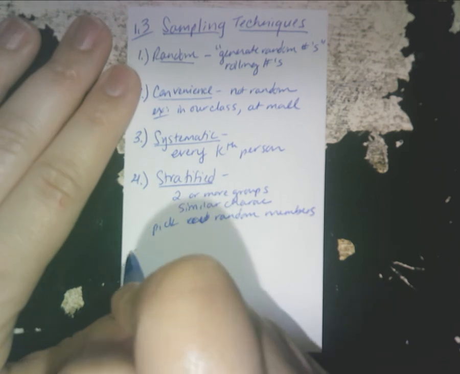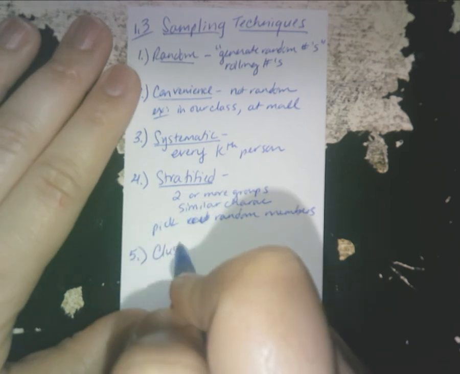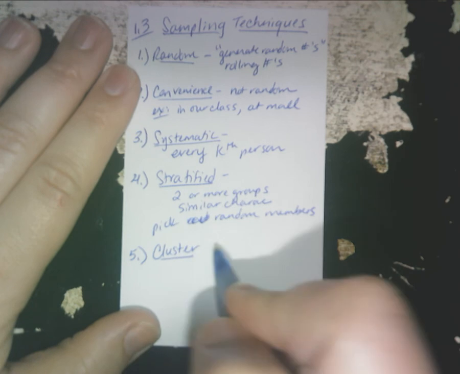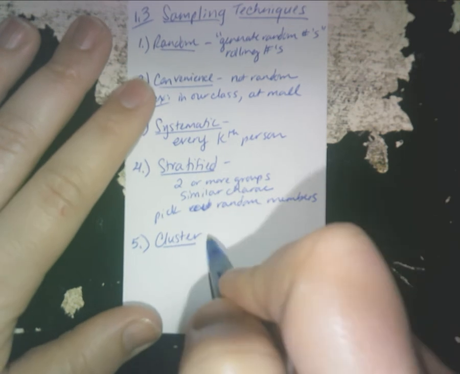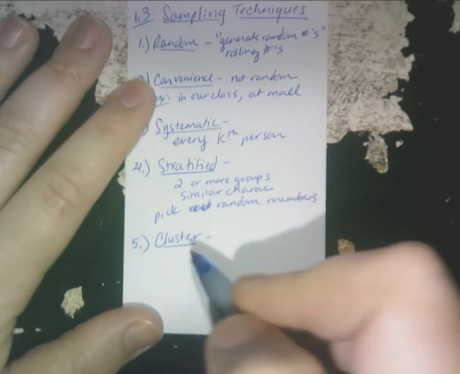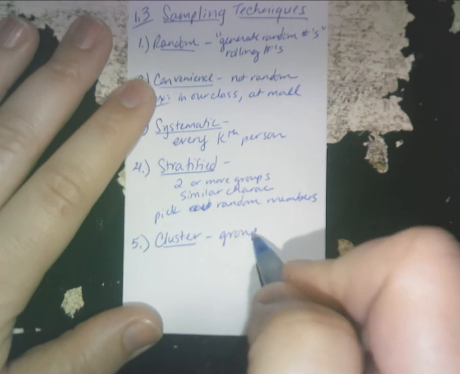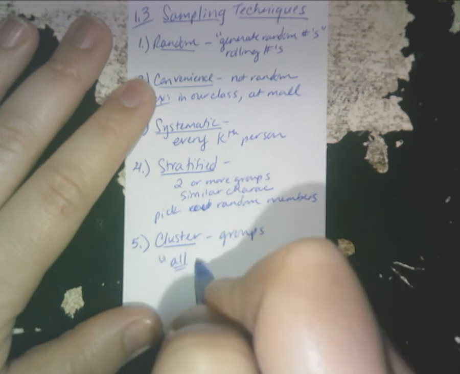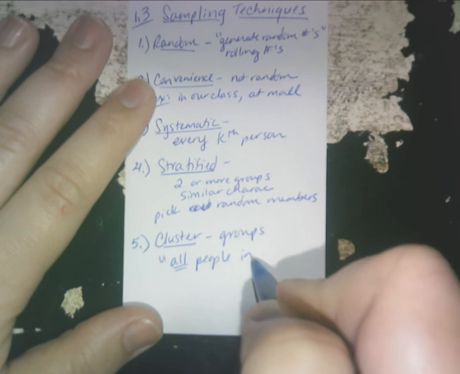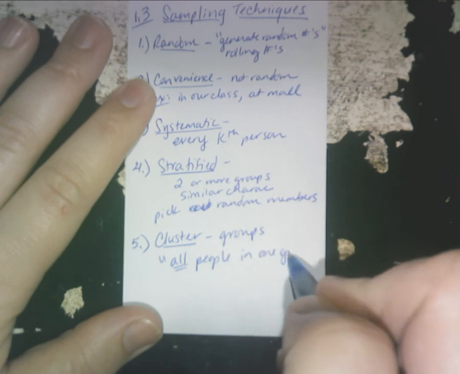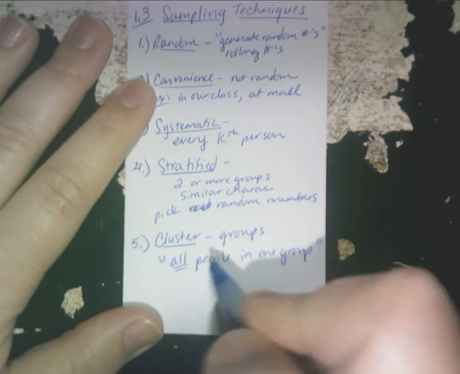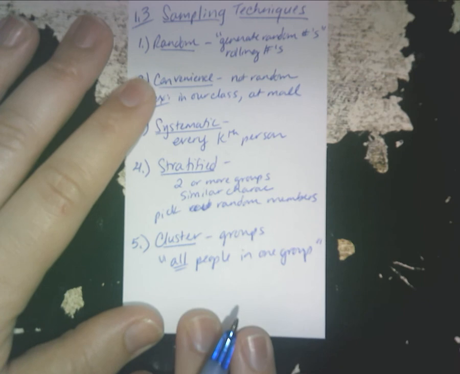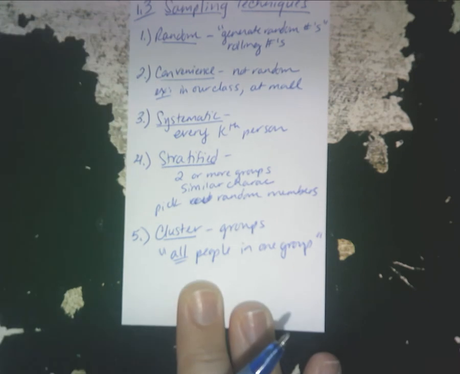Okay? And then the 5th type is cluster. Don't get confused with cluster. Cluster is like a strata. They have groups, but when they go to sample the groups, they pick all the people in one group. That's the difference between a cluster and a strata. They pick all the people.